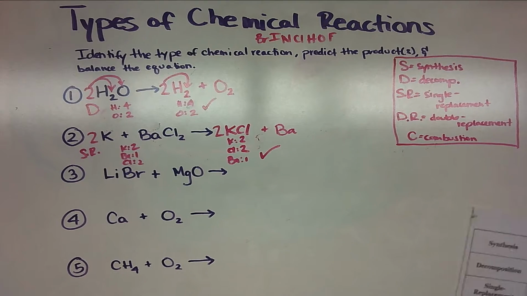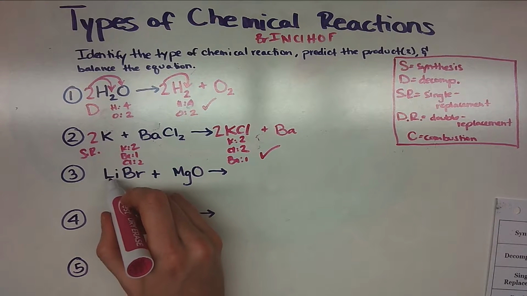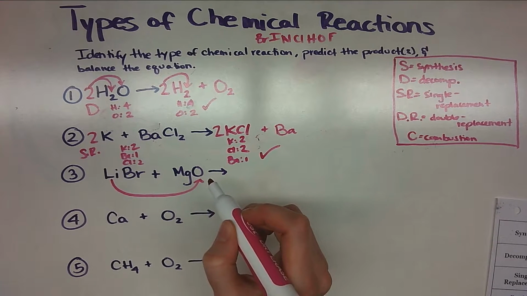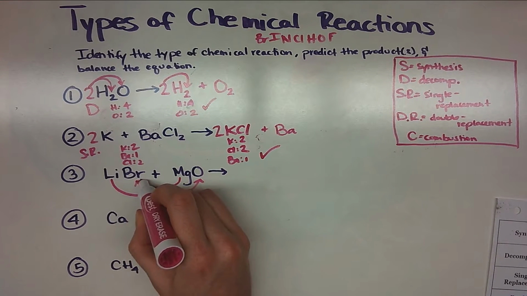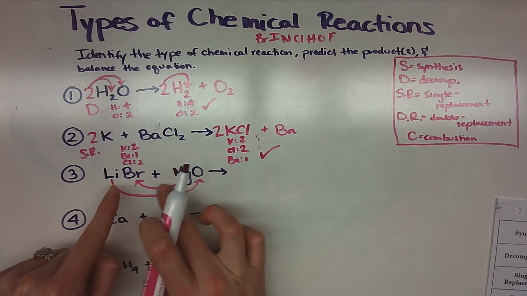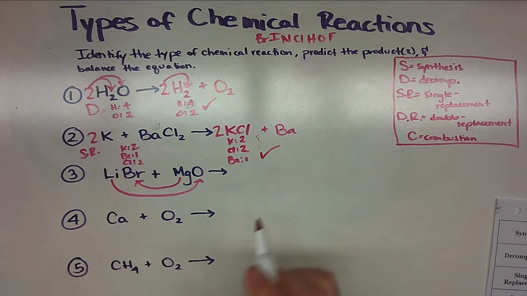All right, so what's going to happen? Lithium is going to take the oxygen. Magnesium will take the bromine. So the outer 2 will come together and the middle 2. Just be careful of your cation, anion placement.